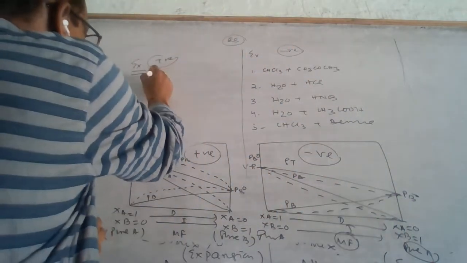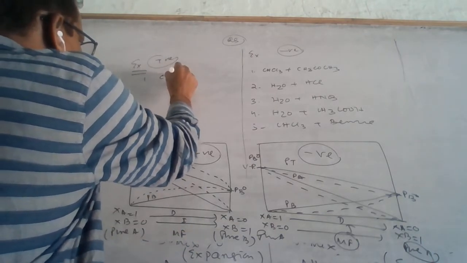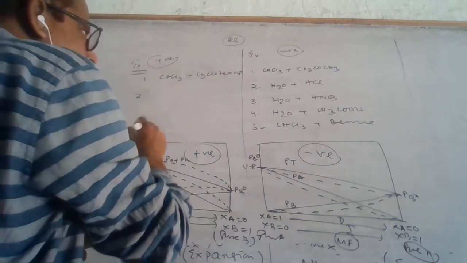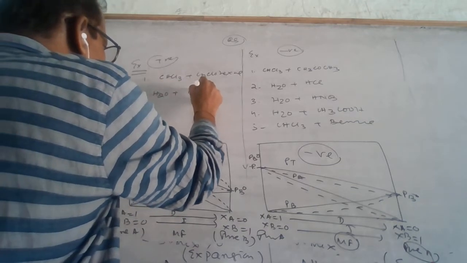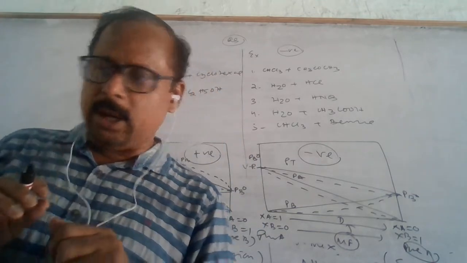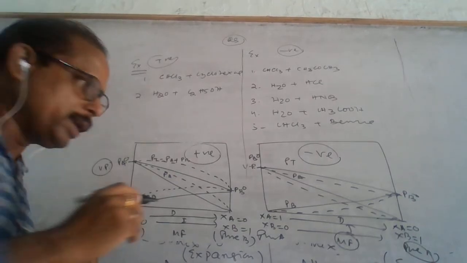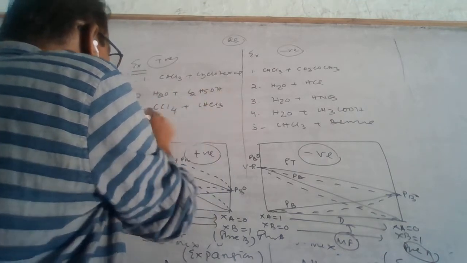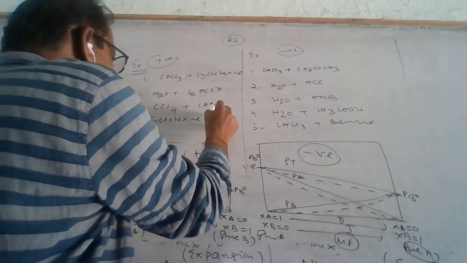And positive deviation is where the force of attraction is less. The example is chloroform and cyclohexane, like water and ethyl alcohol. Water and ethyl alcohol is also an example. Carbon tetrachloride plus chloroform, because one is polar, another non-polar. Cyclohexane plus acetone.